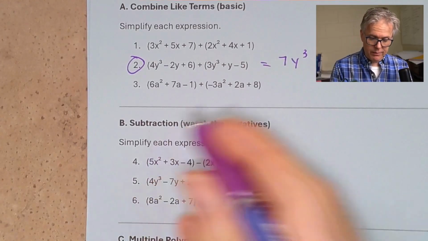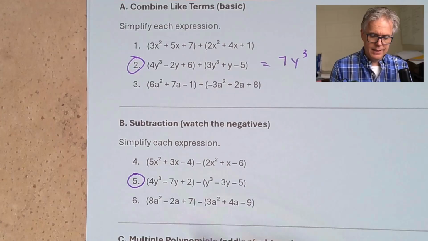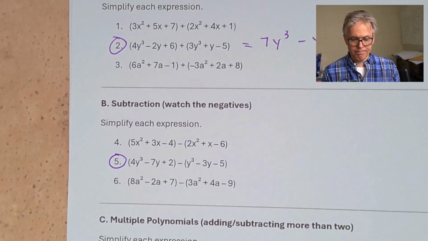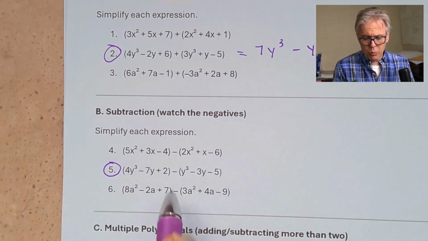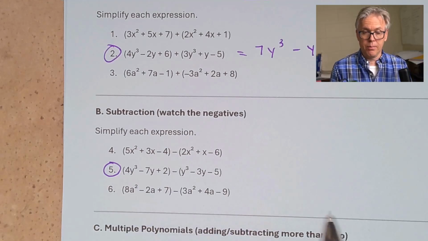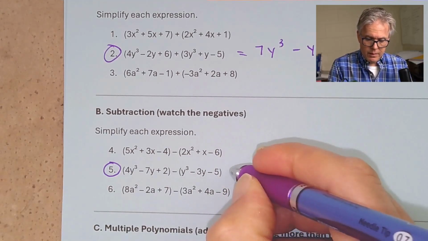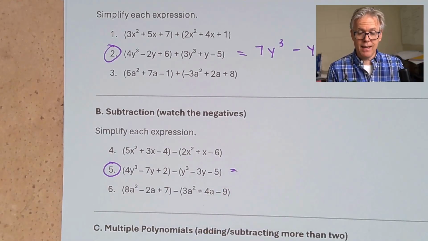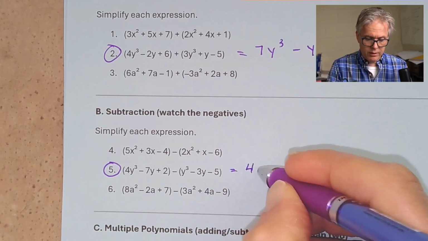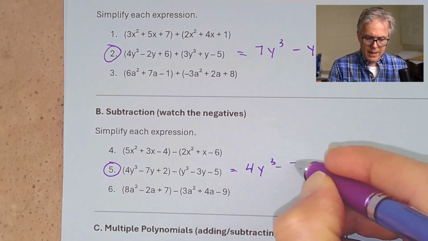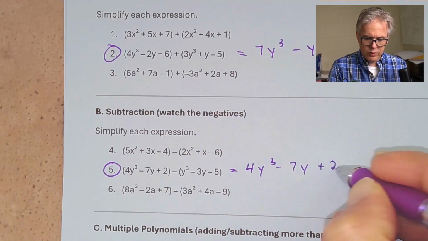Subtracting polynomials, however, maybe I'll do number 5. Subtracting polynomials is a little trickier because we need to distribute this negative through. So I recommend writing that step out. We don't need the parentheses on this first one. So 4y cubed minus 7y plus 2y.